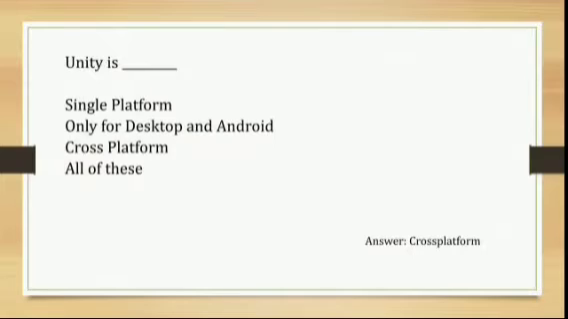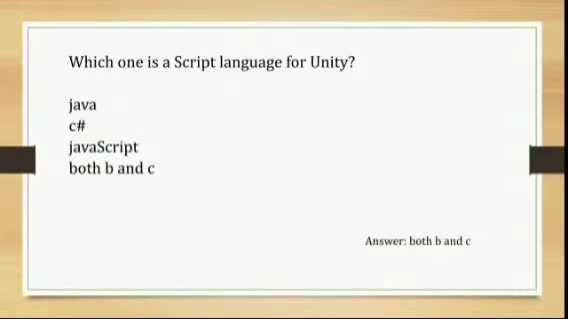So it is a cross platform. Unity is a cross platform. Answer, cross platform. Which one is a script language for Unity? Java, C Sharp. Unity supports the scripting language. Mainly everyone knows that is the C Sharp language. Java is not that supportable. It is supportable with C Sharp and JavaScript language. Answer is both B and C.